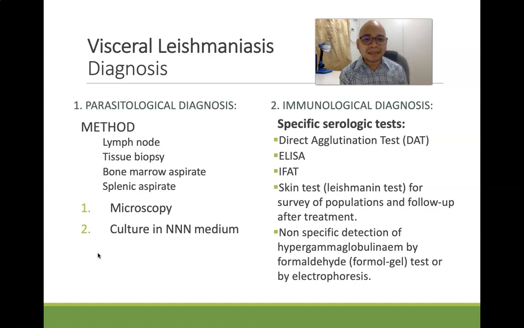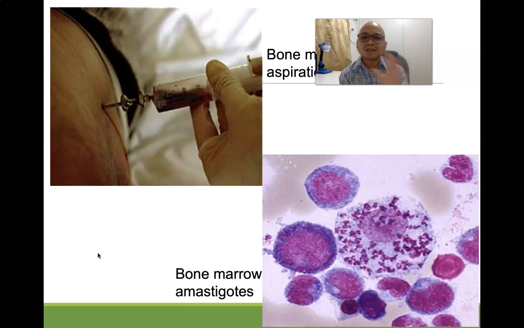Hypergammaglobulinemia refers to the increase in gamma globulin, or by electrophoresis. So, this one is an example of the bone marrow aspirate.